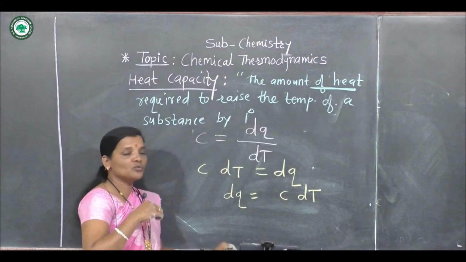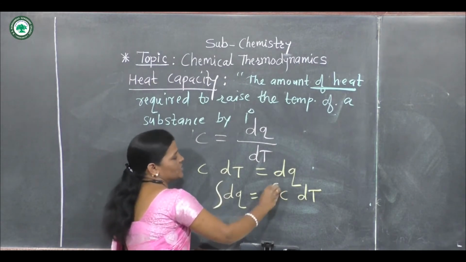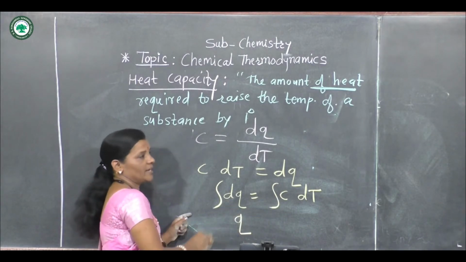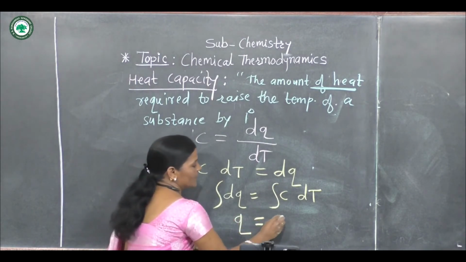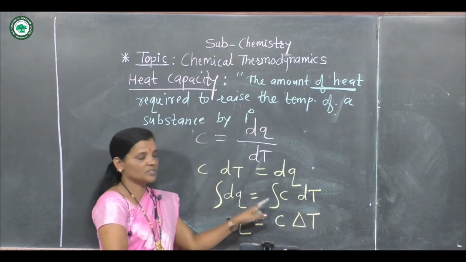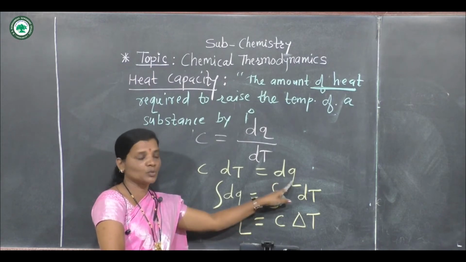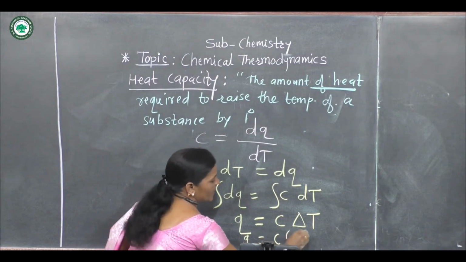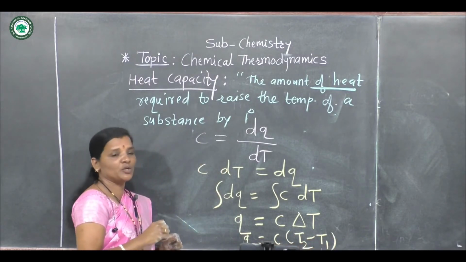So we have to find out heat capacity, and we can integrate this equation. Integration of dQ is equal to Q, and C is constant, so we get C times delta T. Suppose the integration limit varies from T1 to T2, so we can write Q is equal to C into bracket T2 minus T1.